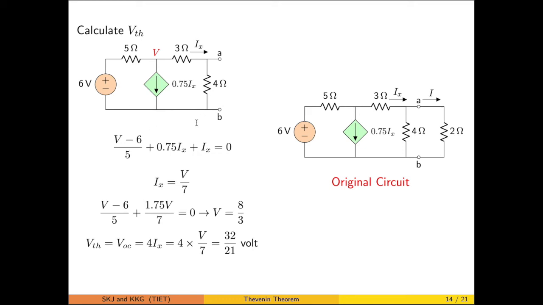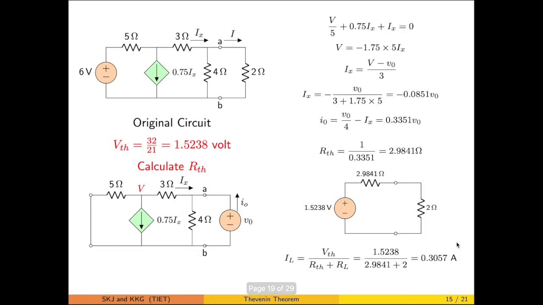With this background, when this terminal is open circuited, only two nodes are left in the circuit, one of which is taken as a reference. We form the nodal equation here as per the procedure, and thereafter calculate. In that, VTH is equal to VOC, which is nothing but 4 times Ix, and that gives you the value. The original circuit is also presented for ready reference.